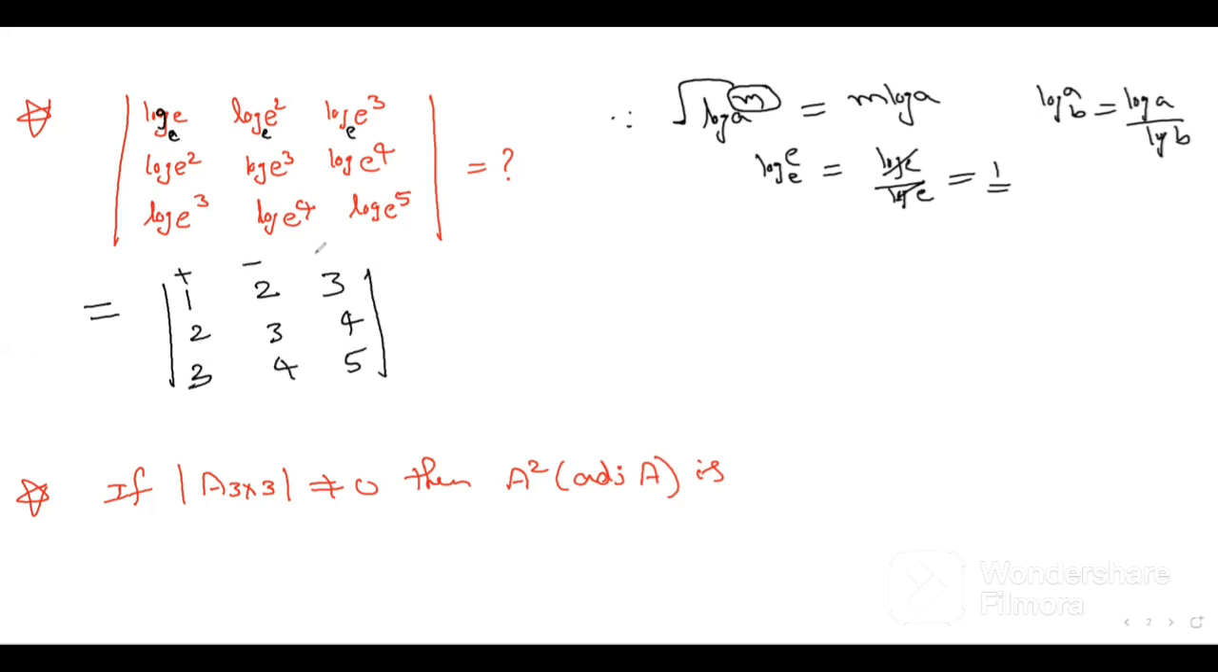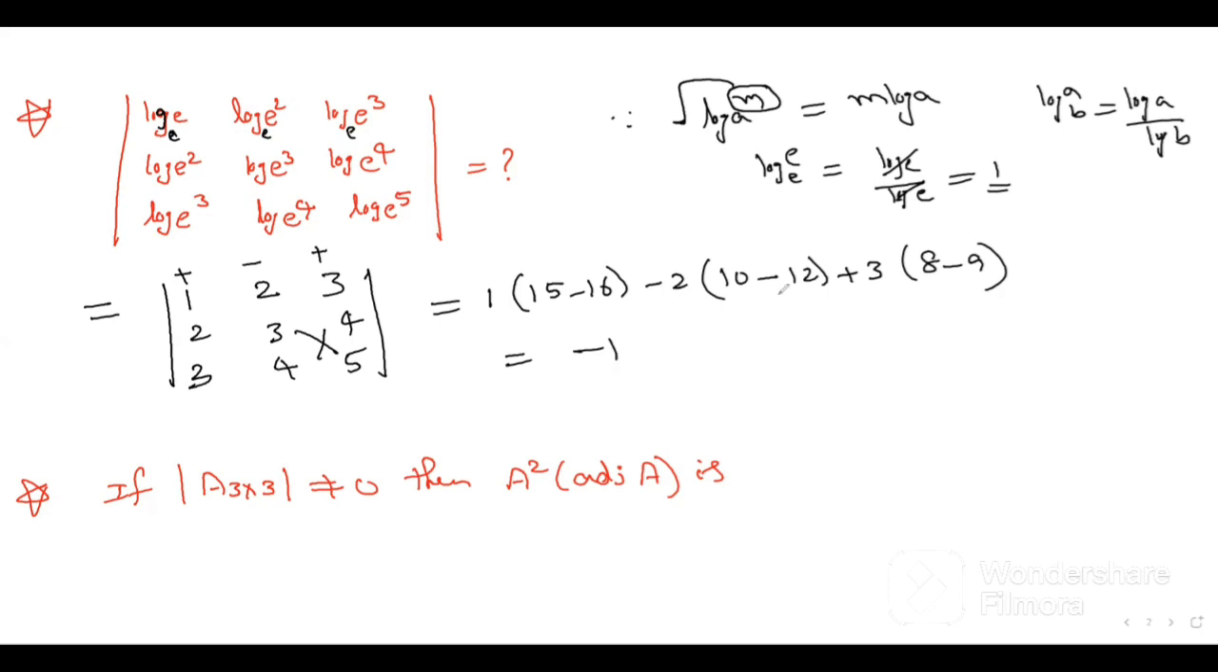Here the signs are plus, minus, plus. Now we should apply that process: 1 into 15 minus 16, minus 2 times the minor of 2 present in the first row, second column. After deleting the first row, second column: 10 minus that value, 10 minus 2 times 5 is 10, 3 times 4 is 12, plus 3 times 8 minus 9. What do we get here? This is minus 1. This is plus 4. 3 into minus 1 also will be 0.